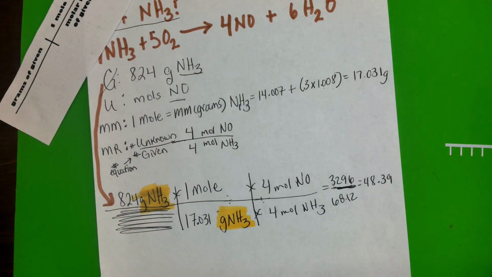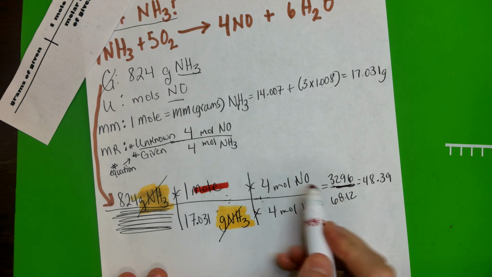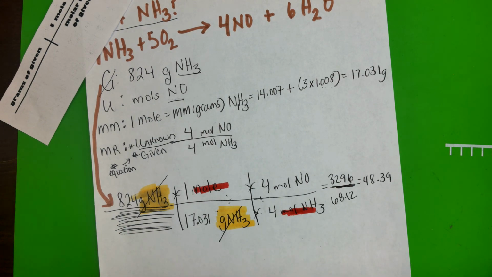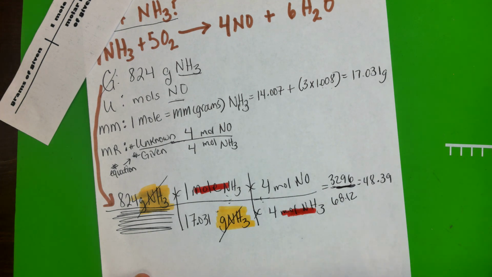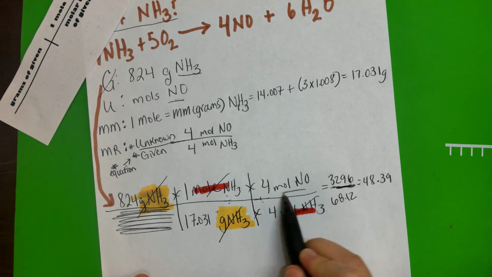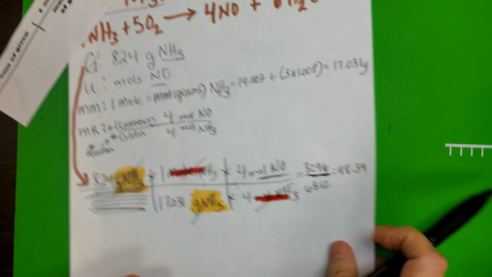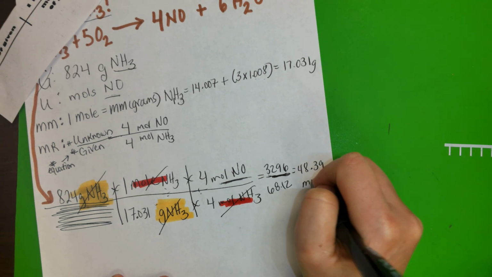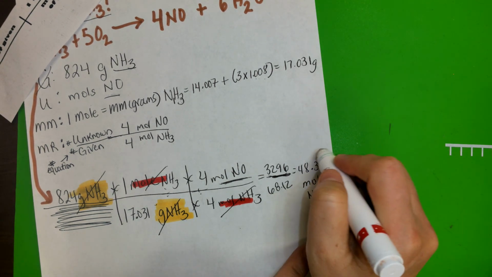And then, of course, what's the units? So if you think about it, you see how it's grams and grams of NH3? That canceled. You see how it's moles and moles? And by the way, this is moles of NH3 still. So that cancels, and you're only left with moles of NO, which is what we're looking for. So that will be 48.39 moles of NO. That is your answer.